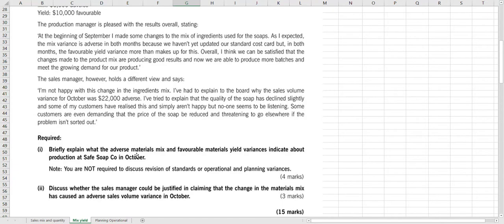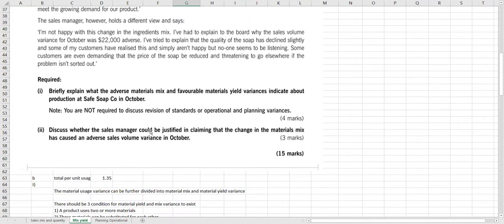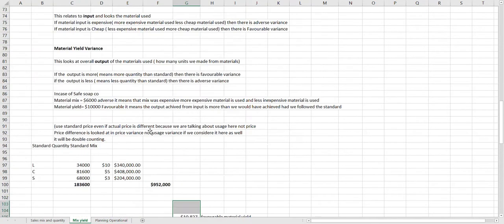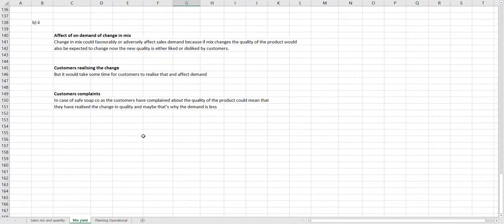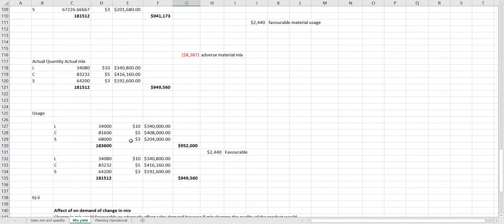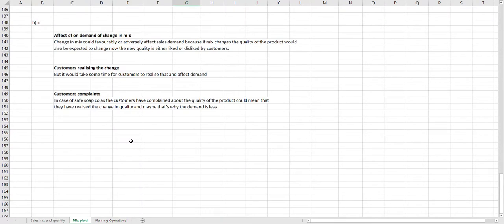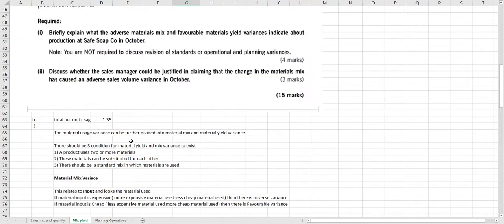Briefly explain what the adverse material mix and favorable material yield variance indicate about production at Safe Soap Co. So what it simply means, discuss what each of these variances means, and then explain whether what the sales manager is saying could be right or not. Okay, the first one I've already explained here.